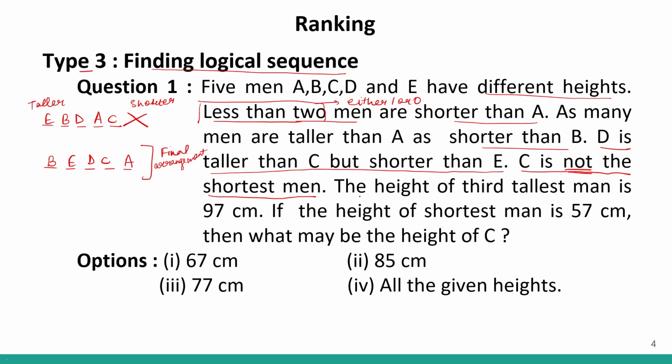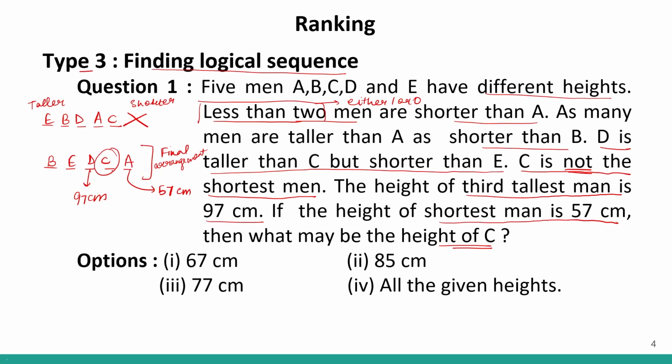Now it is given to us that the height of the third tallest man is 97 meter. So third tallest will be D. D is 97 meter. Correct? If the height of the shortest man is 57, so shortest is A, height is 57 centimeter. This is the height of the shortest man. We have to find what may be the height of C.